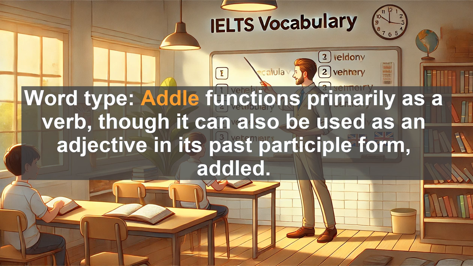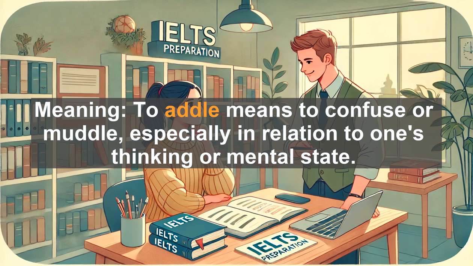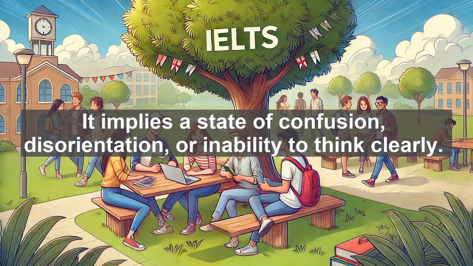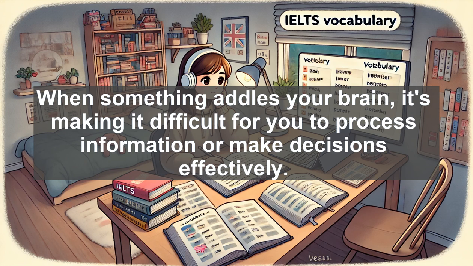Word type. Addle functions primarily as a verb, though it can also be used as an adjective in its past participle form, addled. Meaning, to addle means to confuse or muddle, especially in relation to one's thinking or mental state. It implies a state of confusion, disorientation, or inability to think clearly. When something addles your brain, it's making it difficult for you to process information or make decisions effectively.